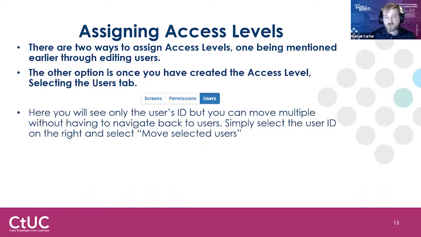So whenever you're under this users tab, you're only able to see the user's ID. You can't see their name. But you would select the users from the right-hand side. So on the right-hand side of the screen, it would show you a list of the user IDs. You select which ones you want to move. And then in the middle, you'll have a button that says Move Selected Users. And you can move all of them to that access level at once. So you could do it as a batch rather than doing it individually for a specific user.